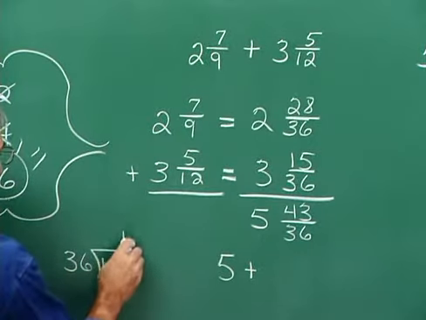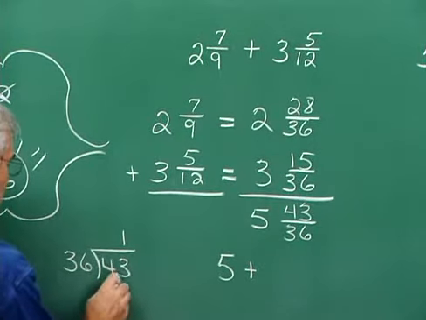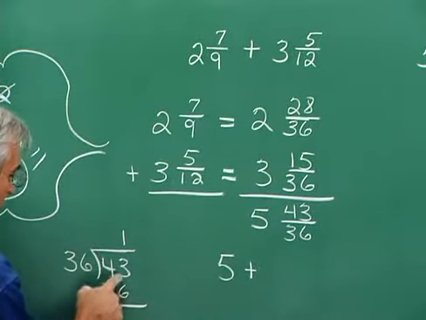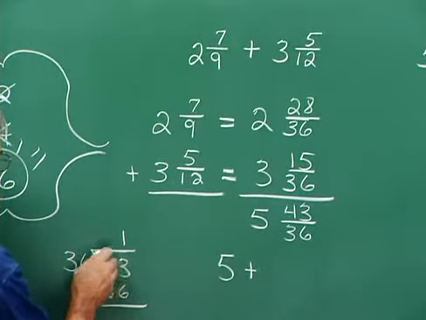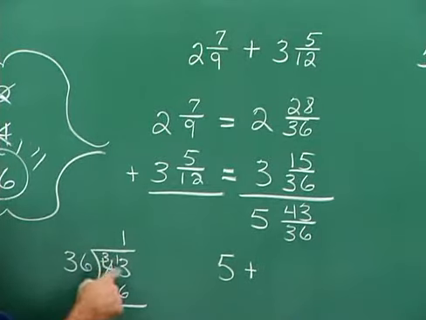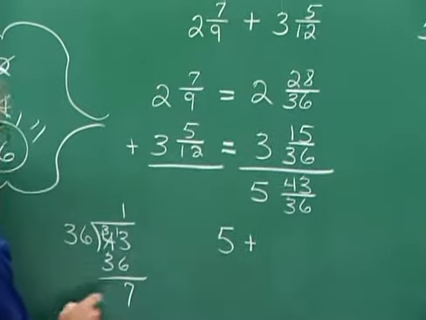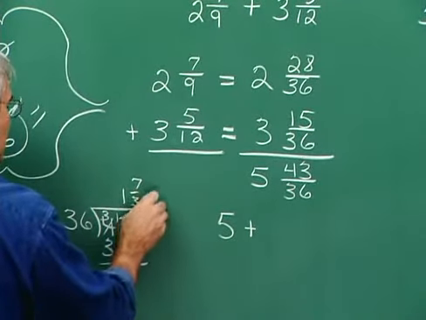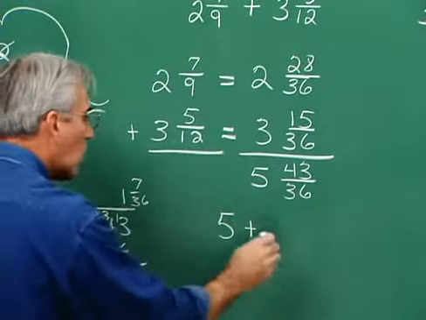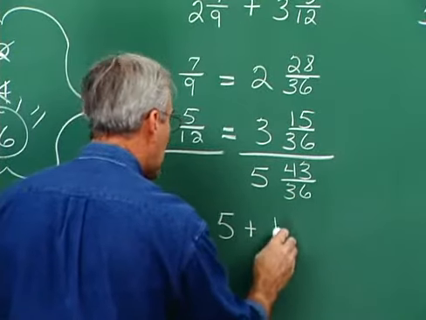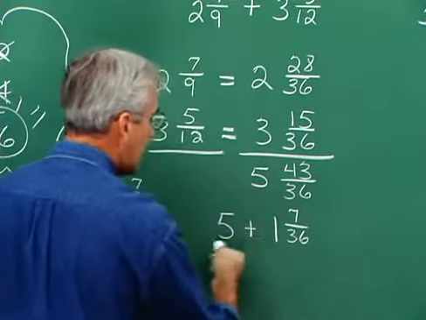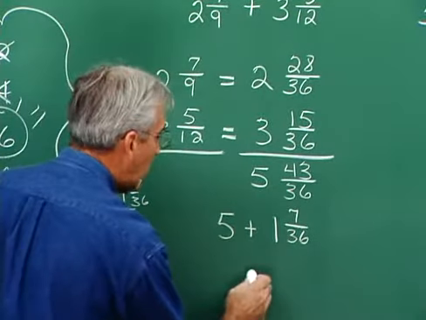36 into 43 goes one time. 1 times 36 is 36. When we draw the line to subtract, let's see. 6 from 3 won't go. Borrow from the 4, it becomes a 3. The one that we borrow makes this 13. 13 minus 6 is 7. So the remainder here is 7. So this is 1 and 7 over 36. So we march back over here. This part is 1 and 7 over 36. Now we bring these two together by just adding the whole numbered parts.